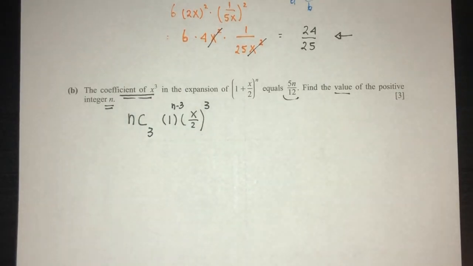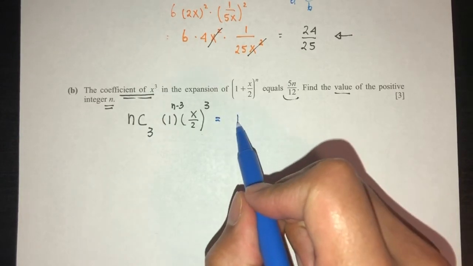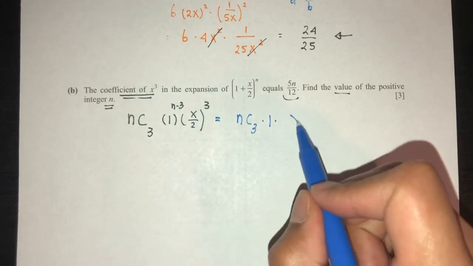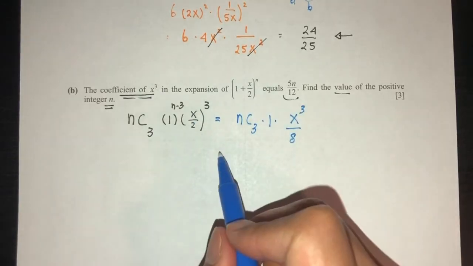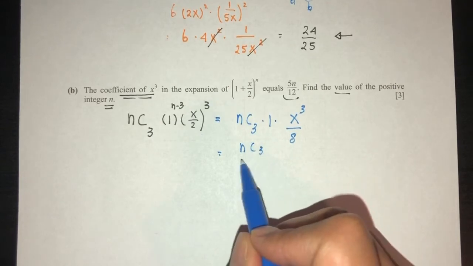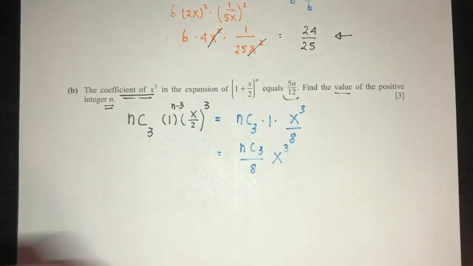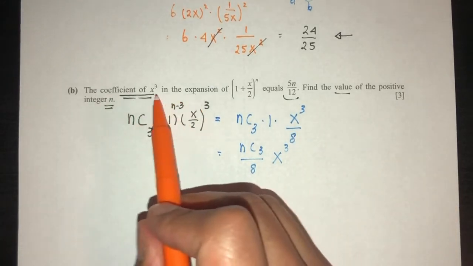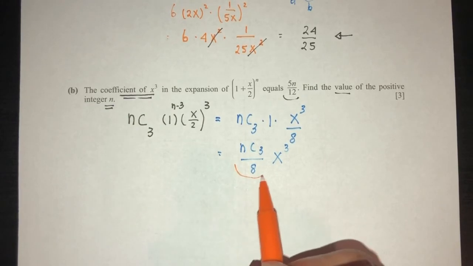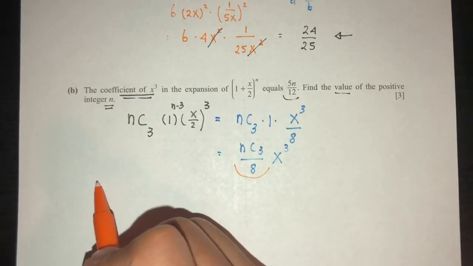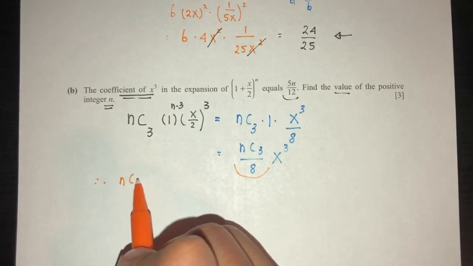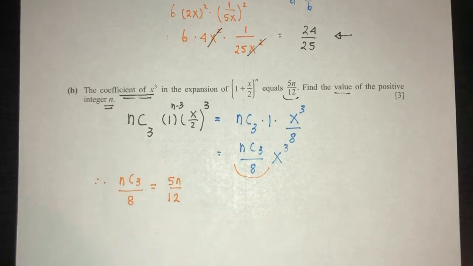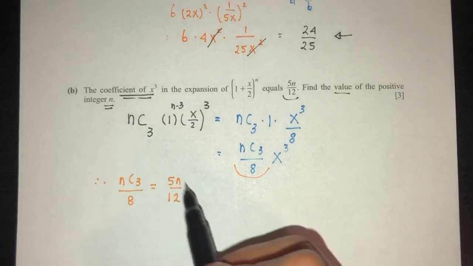Okay, so now we can simplify. n choose 3 we don't know, so n choose 3 is the same thing for now. 1 power something is always 1, and this will become x cubed divided by 8. So simplify to n choose 3 over 8 times x cubed. Now we can compare. It says the coefficient, which is this one, is equal to this. So according to the question, n choose 3 over 8 is equal to 5n over 12. Now we have to find the value of n.